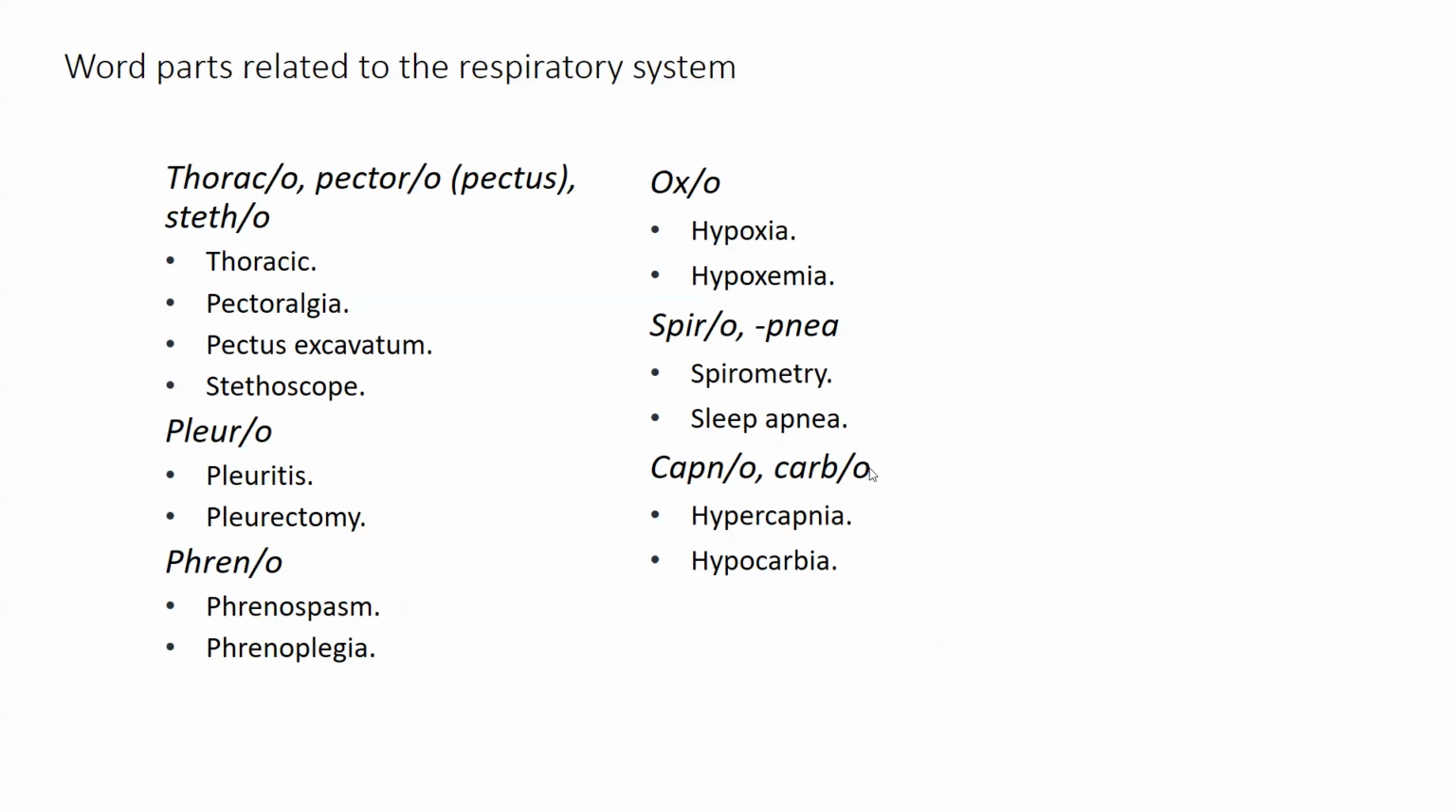Capno and carbo both refer to carbon dioxide. So hypercapnia is a condition of too much carbon dioxide. Hypocarbia is a condition of not enough carbon dioxide.